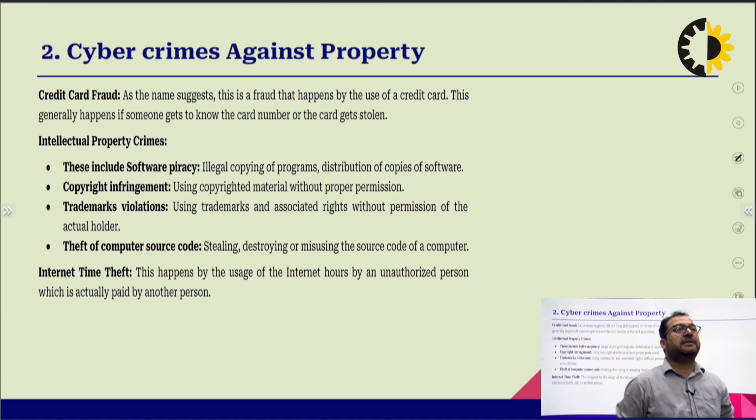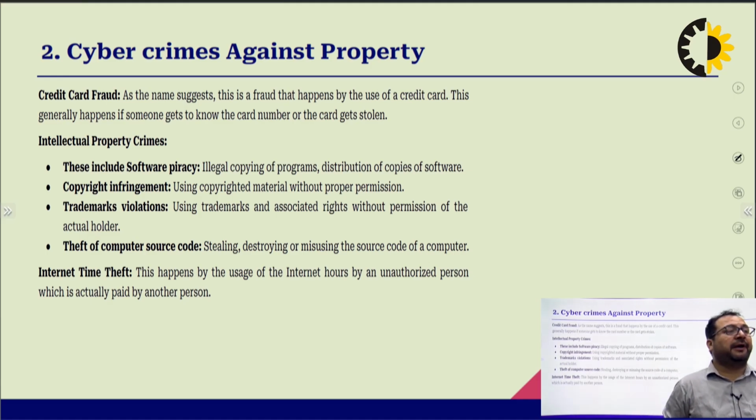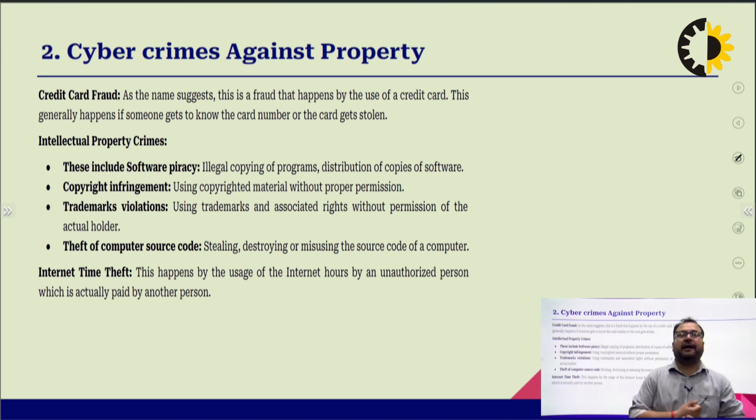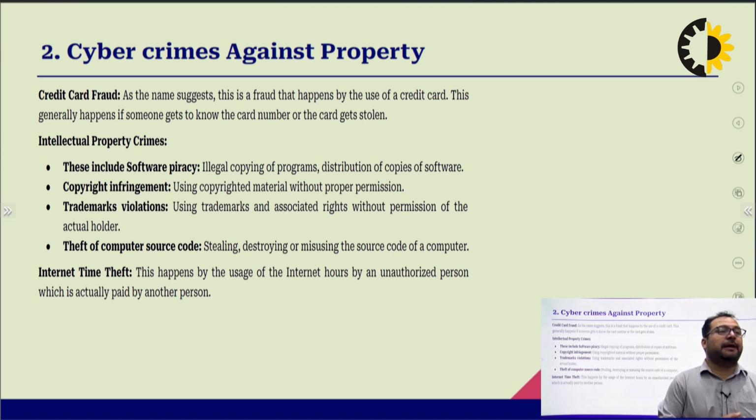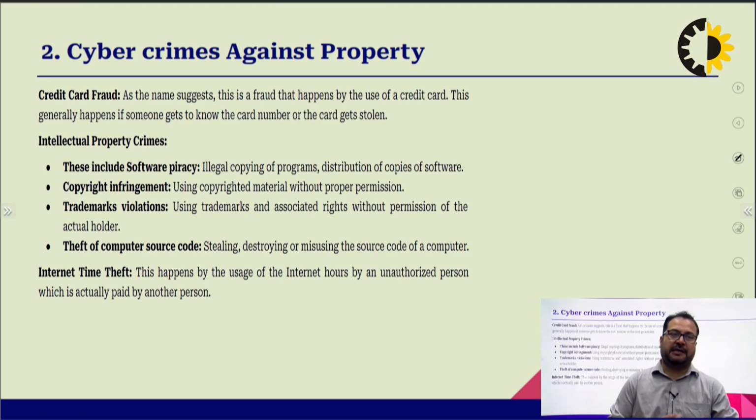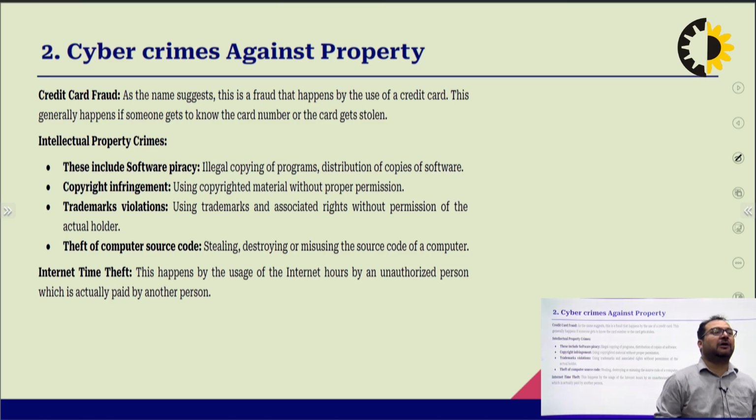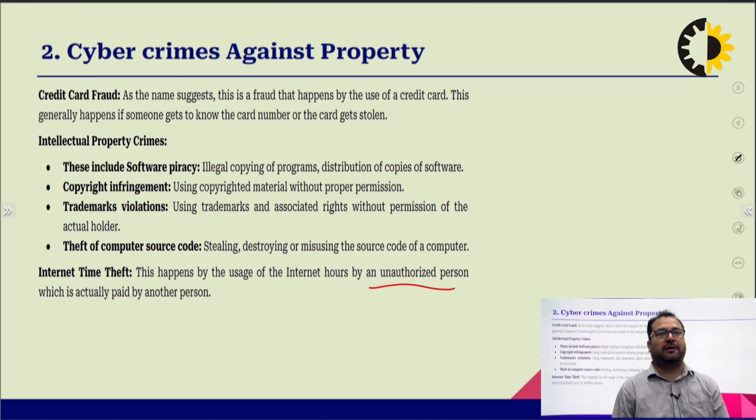Next, crimes against property also include internet time theft. This happens by the use of the internet by an unauthorized person, which is actually paid for by another person. This also comes under crimes against property.